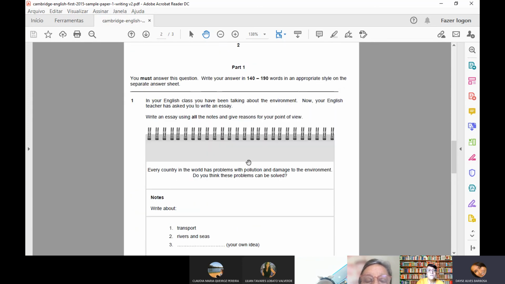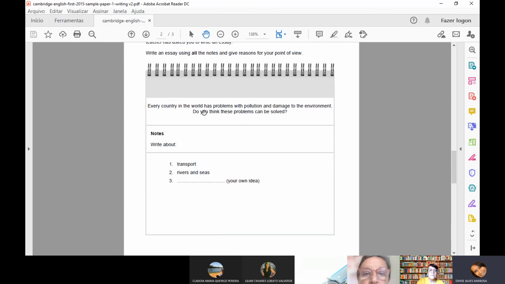Part 1, as I said, is always an essay. Let's read this. In your English class, you have been talking about the environment. Now your English teacher has asked you to write an essay. Write an essay using all the notes and give reasons for your point of view. So they have this information here. You have to mention this information here. You can't forget to use the information given here.